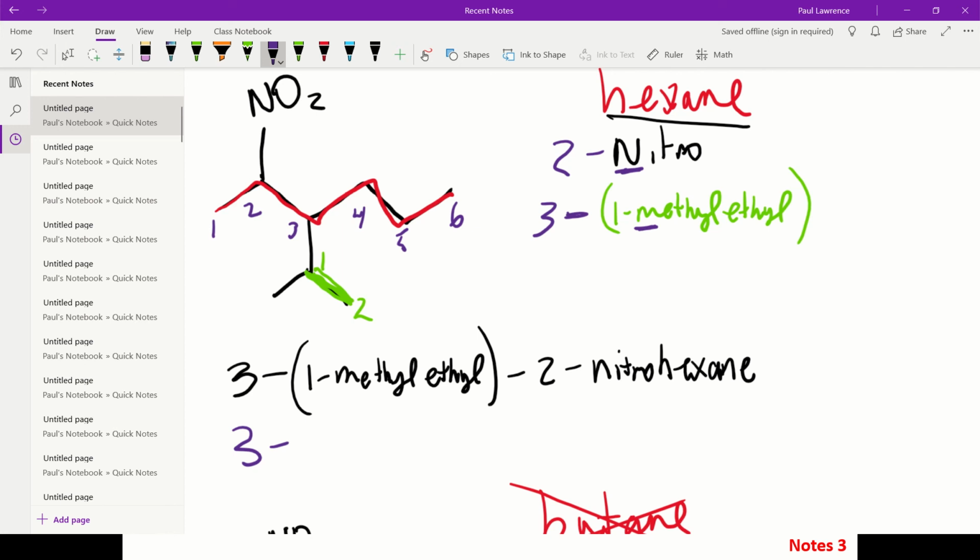What functional group is that? So let's clean this up a little bit. What is that functional group right here called? How many carbons does it have? You see that it has 3 carbons. So that has to be an isopropyl. So isopropyl. And we see that the isopropyl is on carbon 3, dash, 2, dash, nitrohexane.